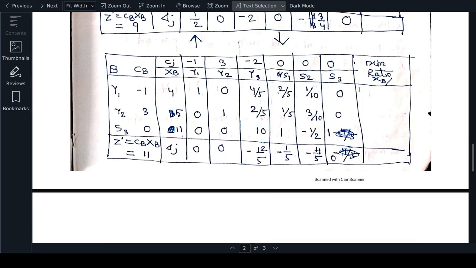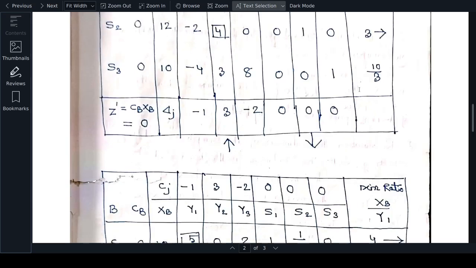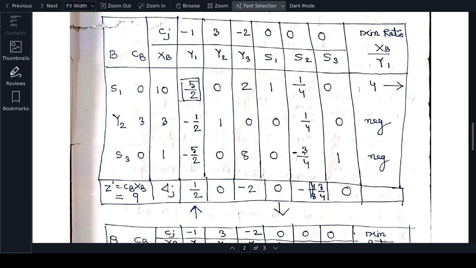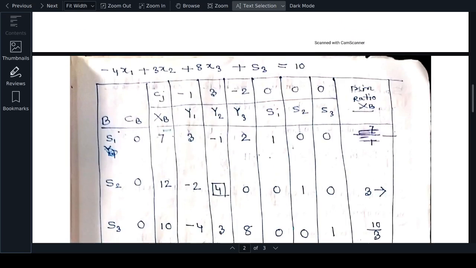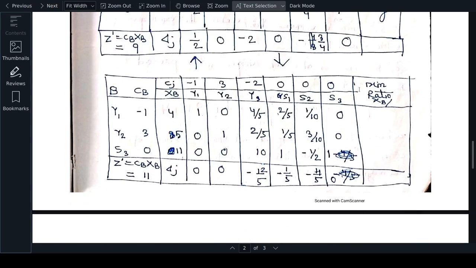So in the third table, how to find out the second row? So how to calculate the element 3 in the third table? In the second row, second table, 3 element, how to replace?